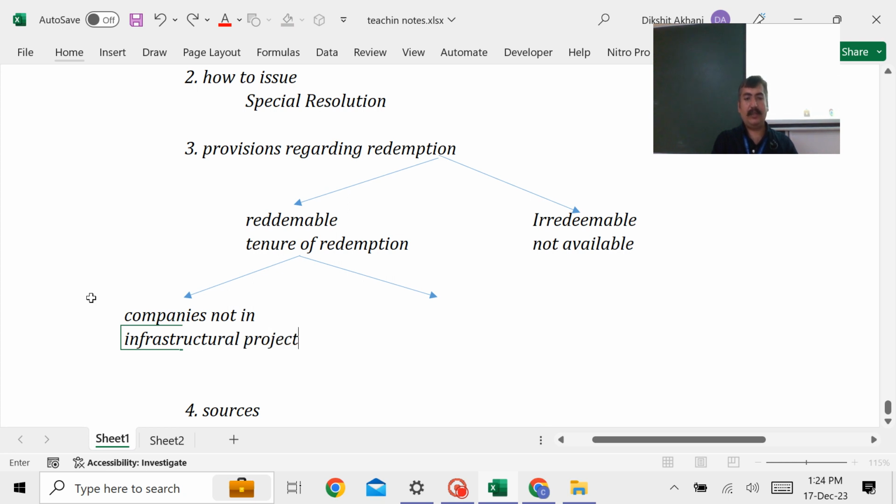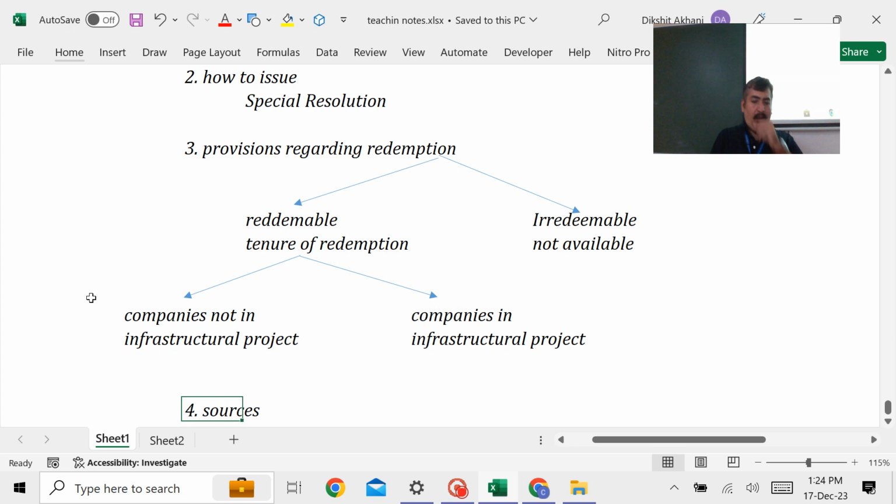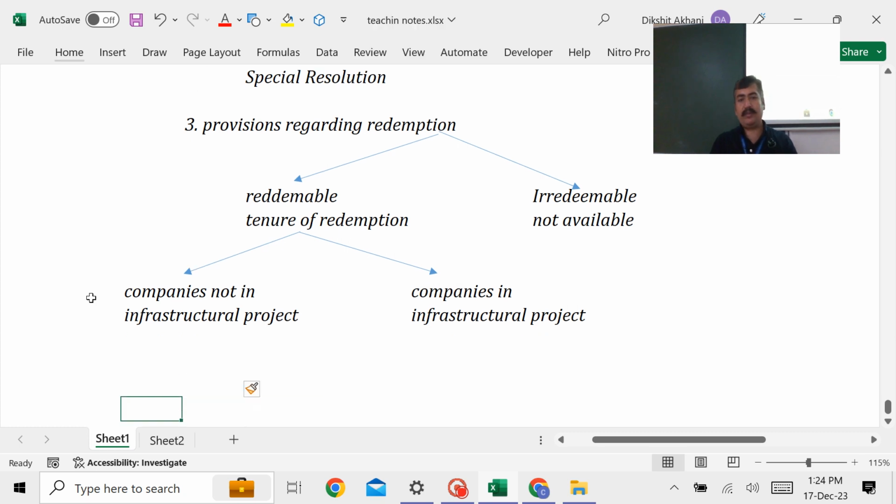Project. And obviously the second should be the companies which are in infrastructural project. Okay? So quickly let's go about this. Companies which are not in infrastructural project, the maximum period for which you can take the preference shares is, any guesses? Exactly, it is just 20 years. You cannot go beyond 20 years.